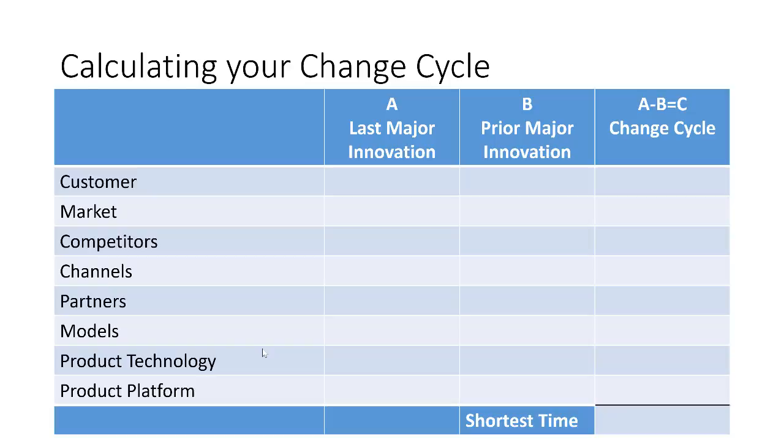do a diff, and in the last column on the right, put the number of months or years in that change cycle. Now, drop to the bottom the shortest one of those timelines, and that will give you your change cycle. How fast you need to be iterating, how fast you need to be innovating. If you are meeting it, awesome. Don't back off. Become the driver. If you're not, you need to shorten up your innovation cycle and get products and services out to your customers faster and be thinking about ways you can do that.